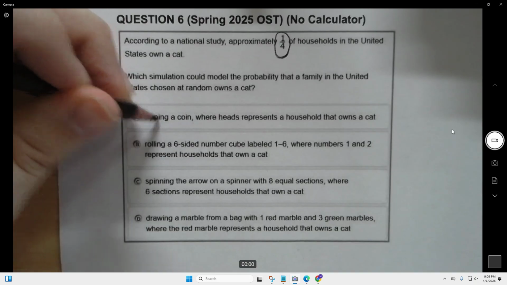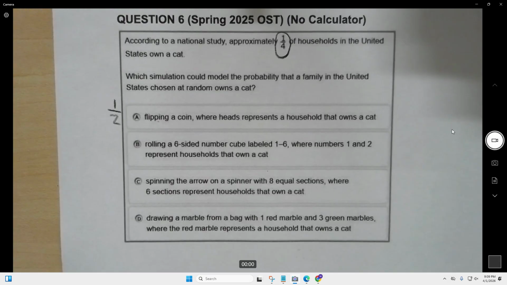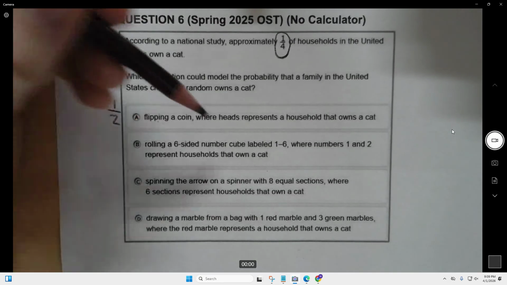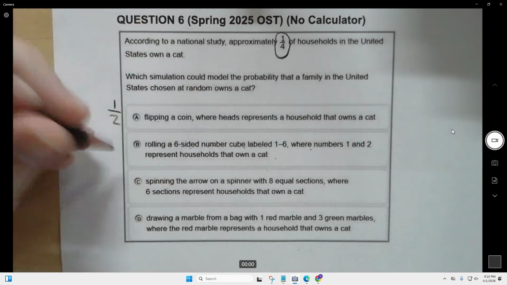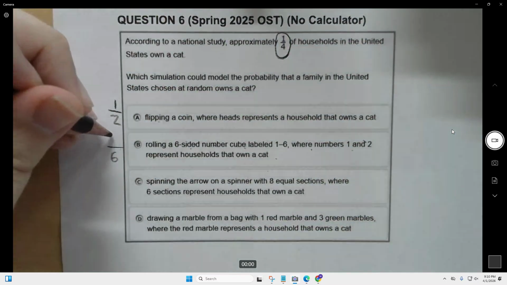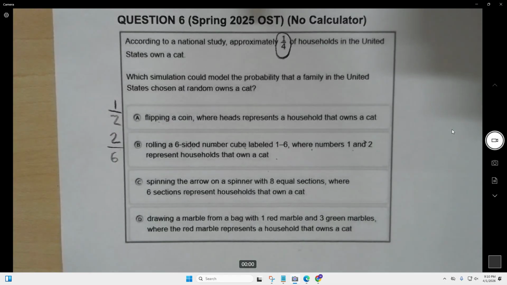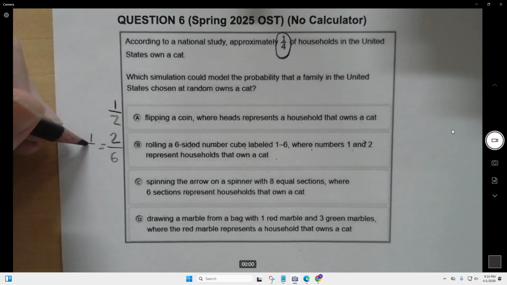Flipping a coin, where heads represents a household. Well, we know flipping a coin is a 50-50 shot. It's 1 out of 2. That's why people use it to make decisions. Rolling a 6-sided number cube labeled 1 through 6, so there's 6 possible options, where numbers 1 and 2 represent people that own a cat. That's 2 out of 6. 2 out of 6, notably not 1 out of 4. That's 1 out of 3.